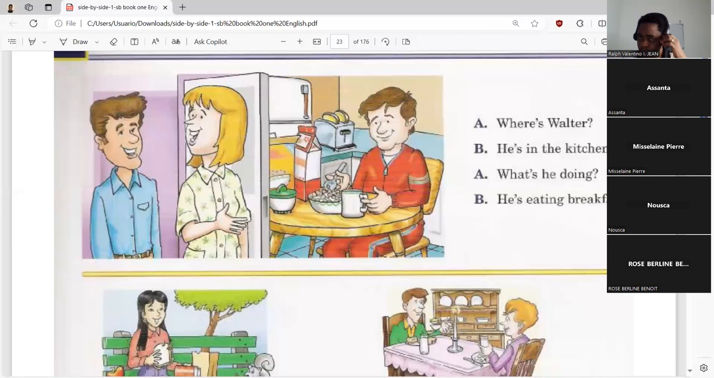Go ahead. Okay, if he's not here, let me take someone else. Go ahead with Miss Len. Where is Walter? Is in the kitchen. What's he doing? He is eating breakfast. Okay, bien. Thank you.